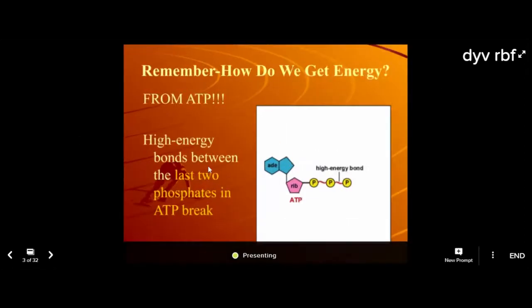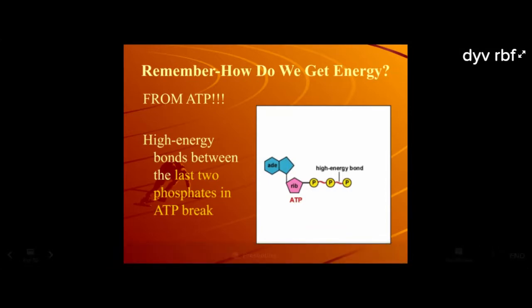So remember, how do we get energy from ATP? It's stored in the bonds, and specifically the last two phosphates. So it's stored right here between the second and third phosphate, and that's where the energy is. It's a loose connection, so it's easily broken, and it's like pow, release energy.